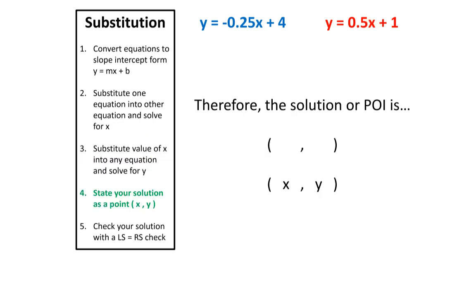The fourth step is to state our solution as a point. We determined x was 4 and y was 3. Therefore, the solution, or point of intersection, is 4 and 3. The fifth step is to check your solution with the left side or right side check. However, we're not going to cover that in this lesson. Therefore, you can find a point of intersection with a table of values, a graph, or the method of substitution.